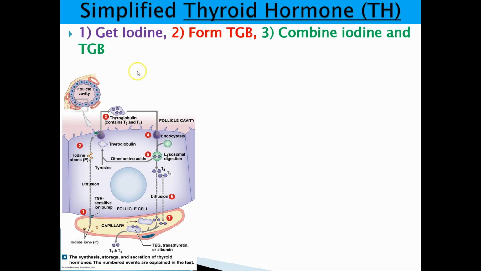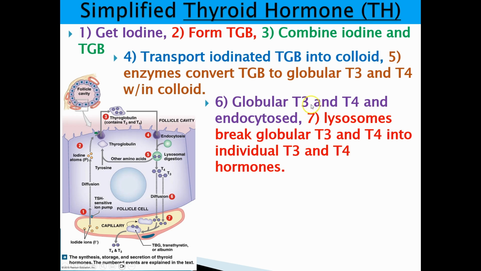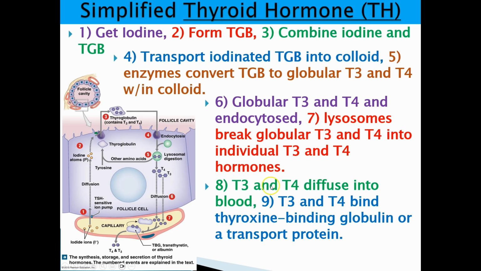Then now you have your TGB and iodine combined. What do? Well, if we think about the next steps, we transport the TGB into the colloid, and then those enzymes convert TGB into the globular T3 and T4 within the colloid. Okay, so that's the quick summary there. Then the next step is that we bring it back in and we finish the processing. So globular T3 and T4 are endocytosed. That means brought back in. Lysosomes break them into individual units. Now that we have individual units, what do? We ship them out into the blood, and then they bind to a thyroxine binding globulin or a transport protein.